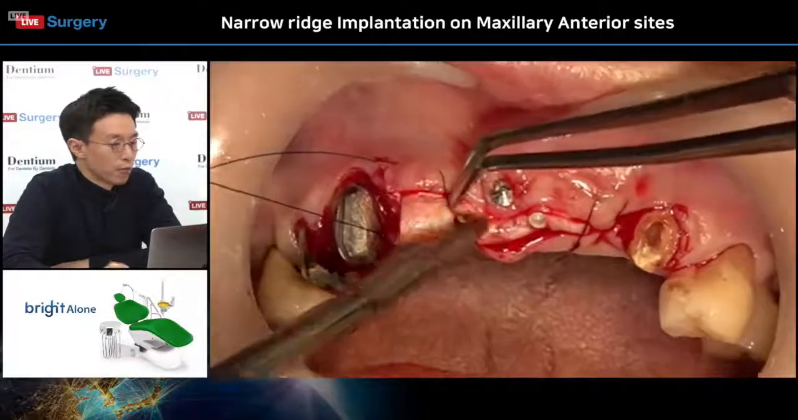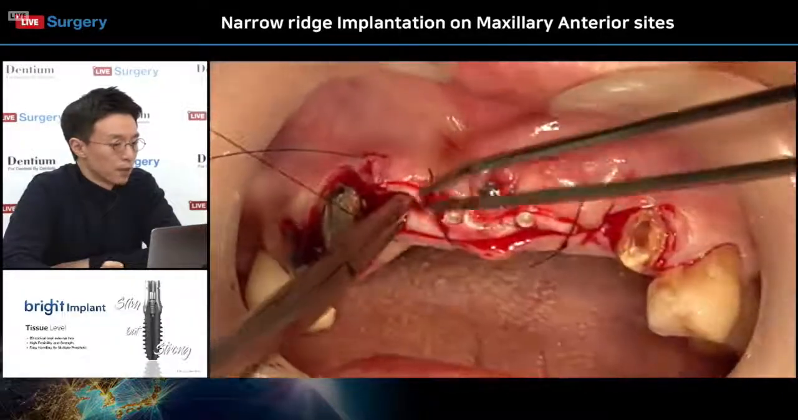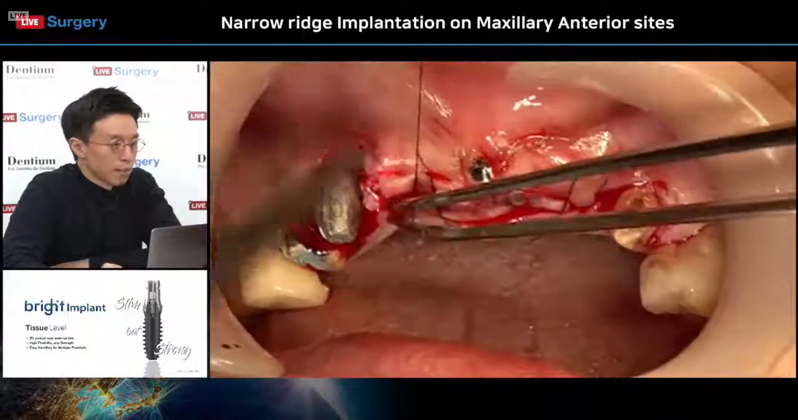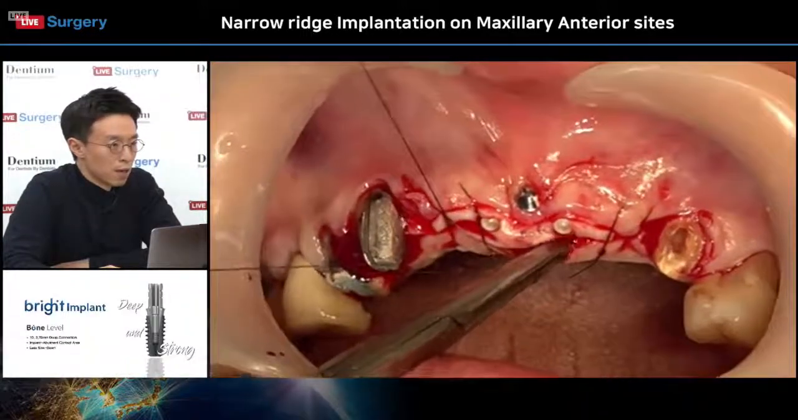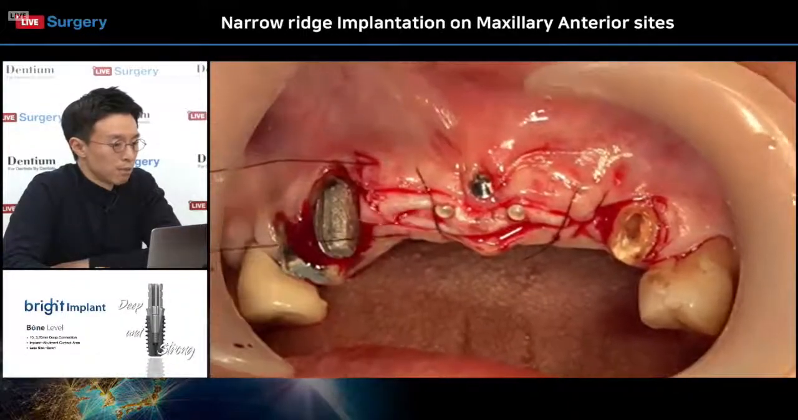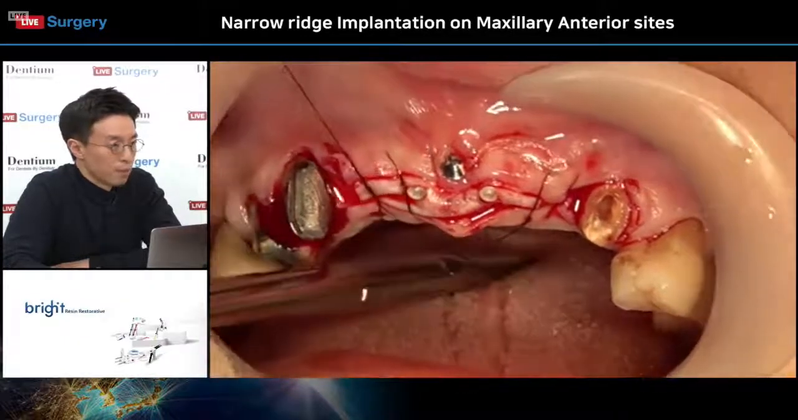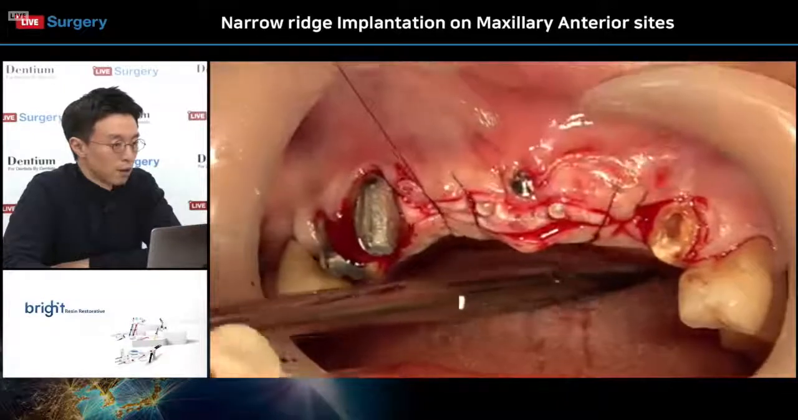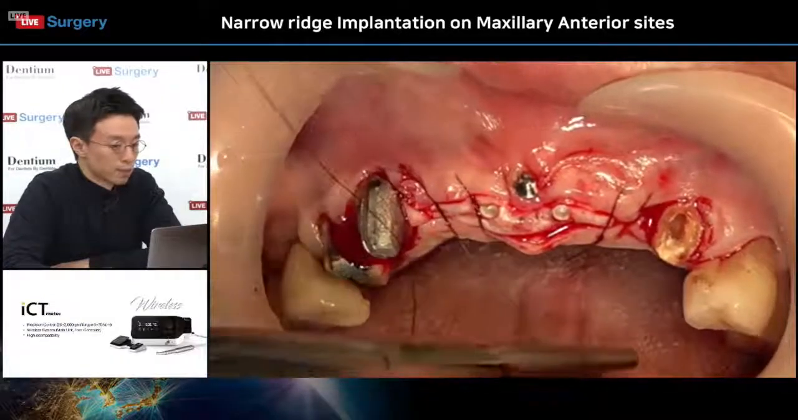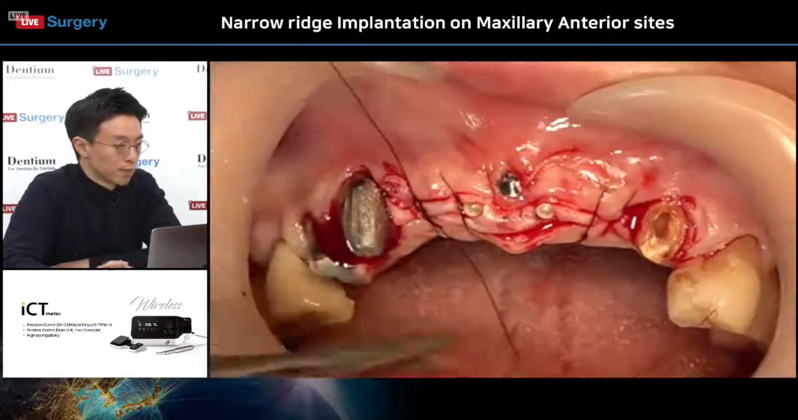When we perform a fixed type implant prosthesis in the maxilla, labial augmentation can improve the patient's facial appearance. Labial buccal augmentation can also improve patient satisfaction.